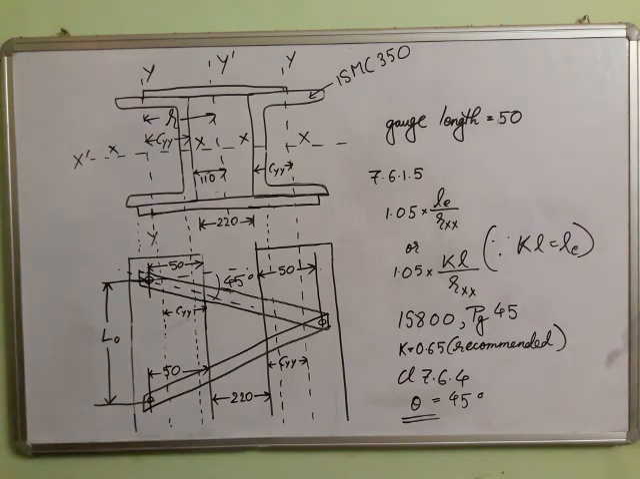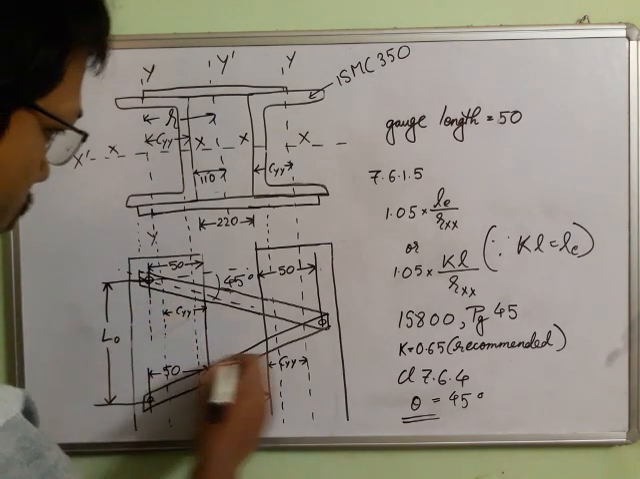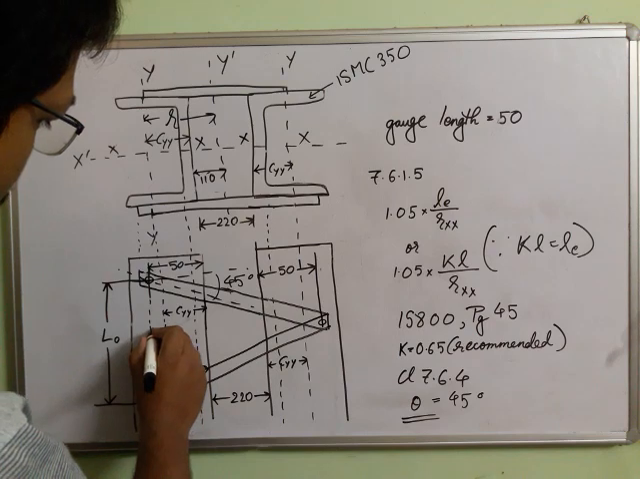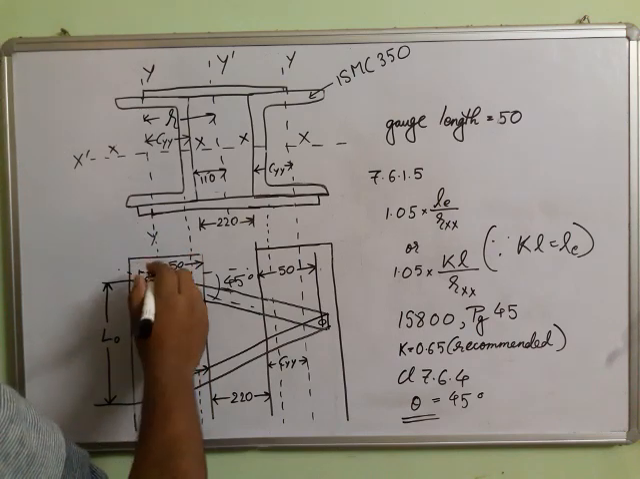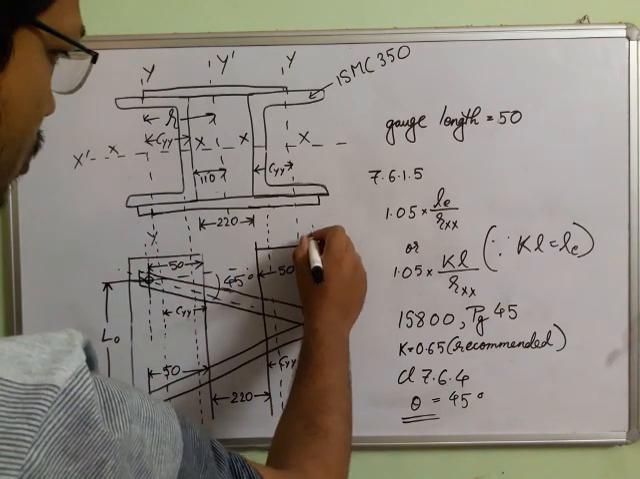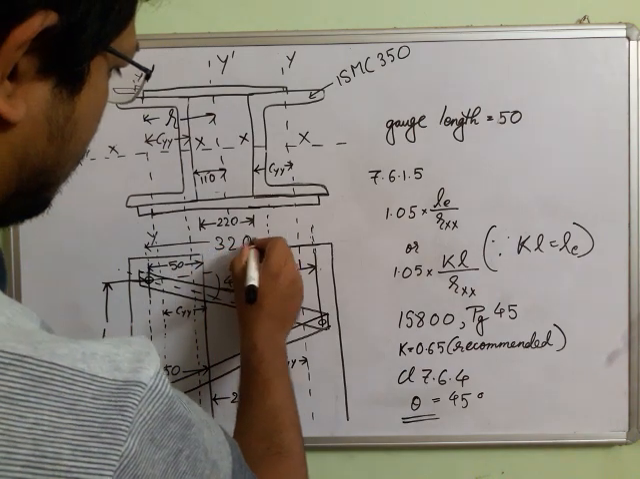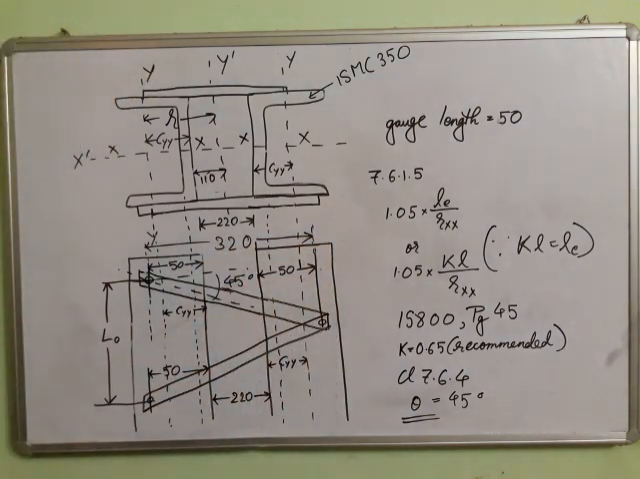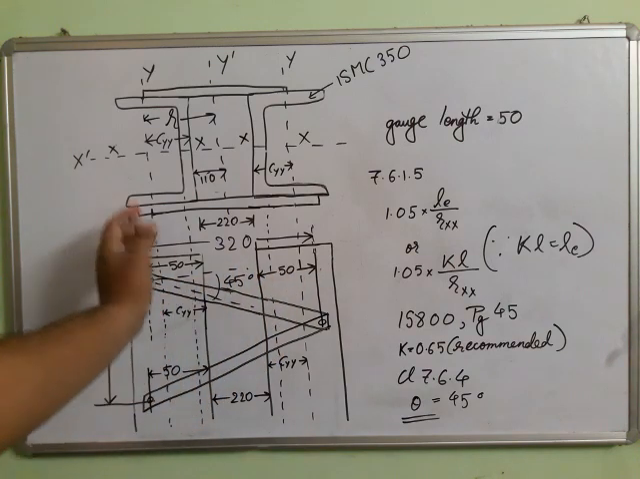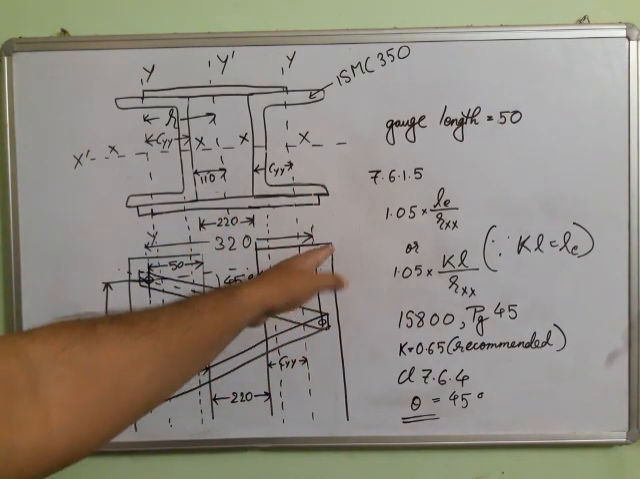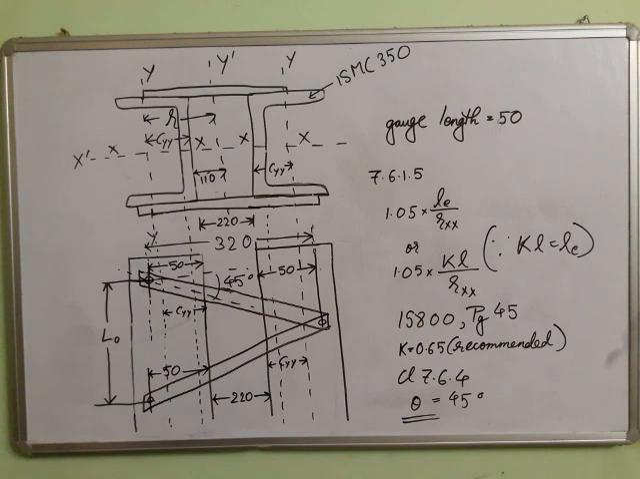That means this is the bolt. This is the bolt. These are the bolt lines. So this 320, 220 plus 50 plus 50, is the distance between the bolt lines, the line passing through the bolt and the line passing through the bolt here. So that is the total length, which is 320, 220 plus 50 plus 50. So we can write it down: 320 is equal to the distance between the bolt lines.